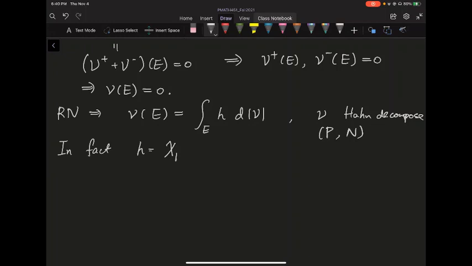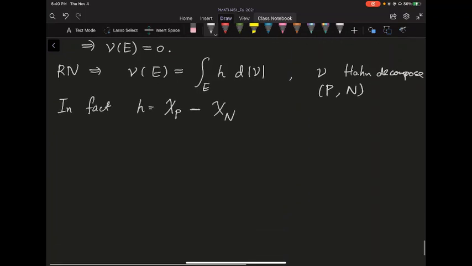So you want it to take the positive one on that. And on the negative part, you want to take the negative one. So you take minus the characteristic function on N. So in fact, this is a Radon-Nikodym derivative. And by the uniqueness of the Hahn decomposition, if you have another P and you get a different one, they only differ by a null set. So that's unique almost everywhere.